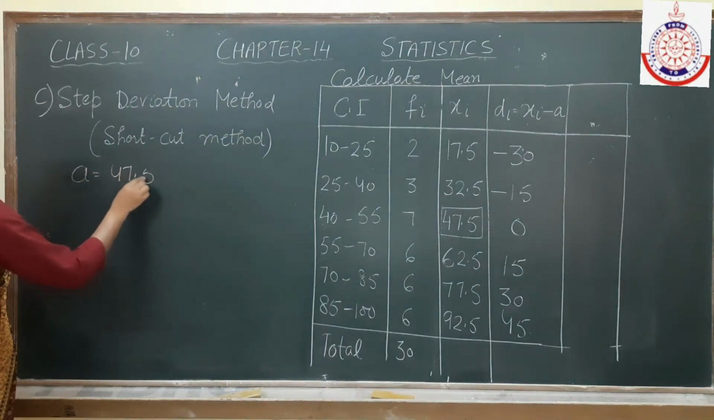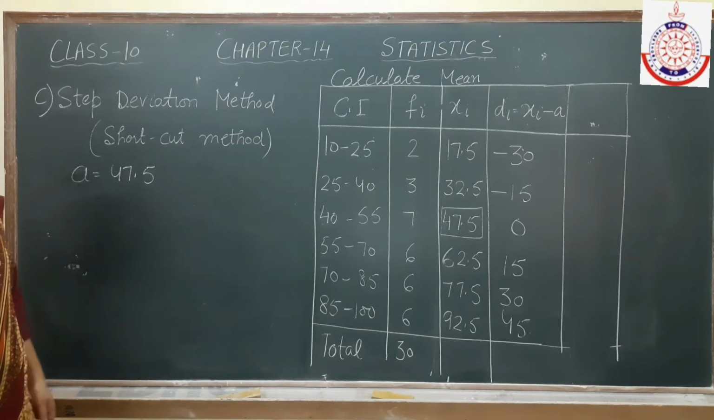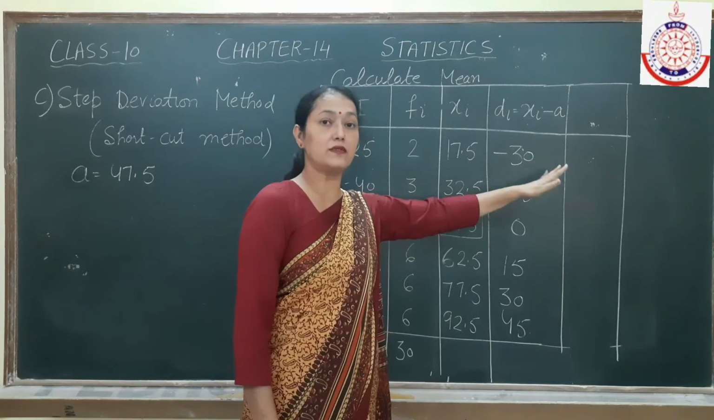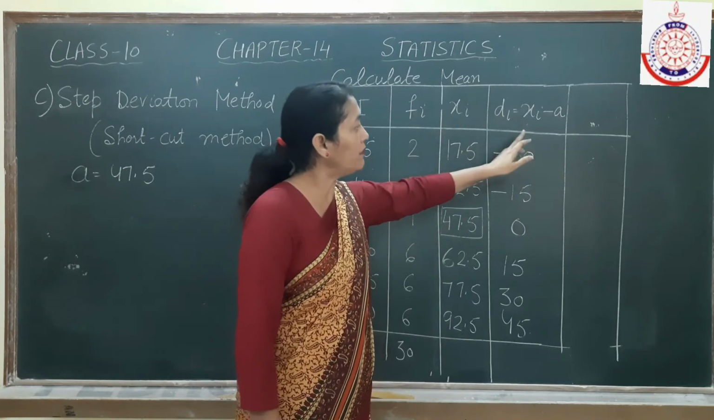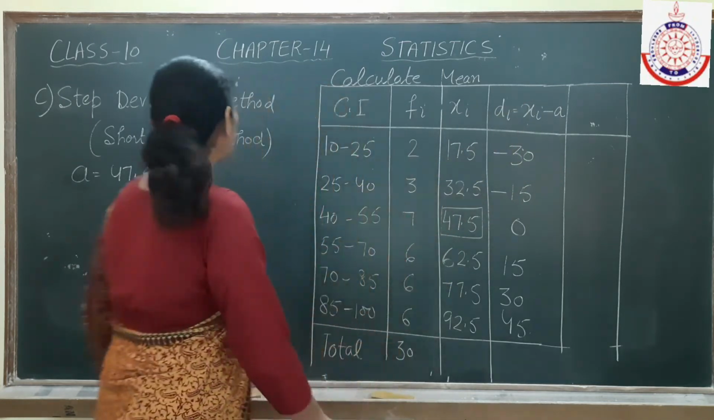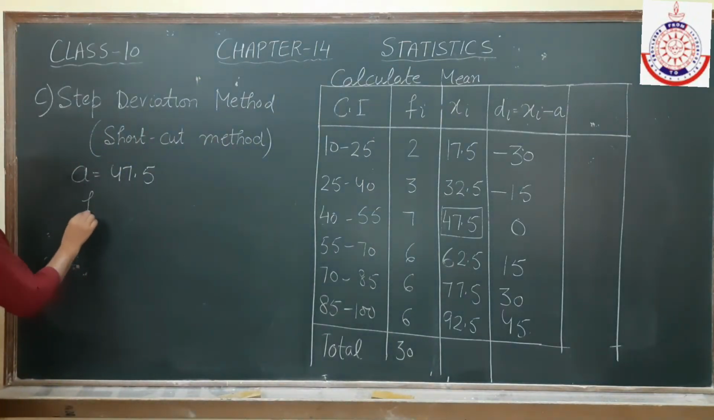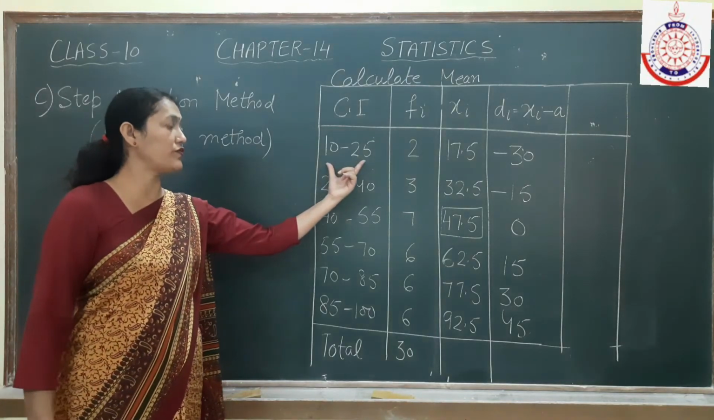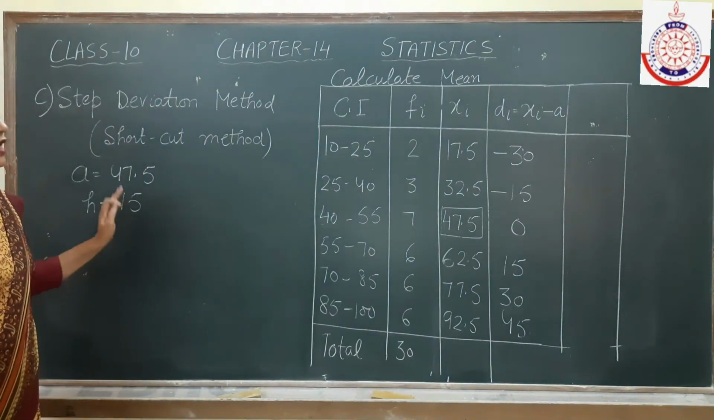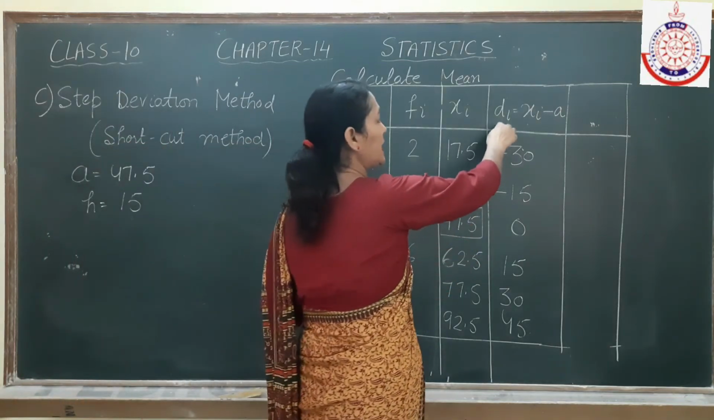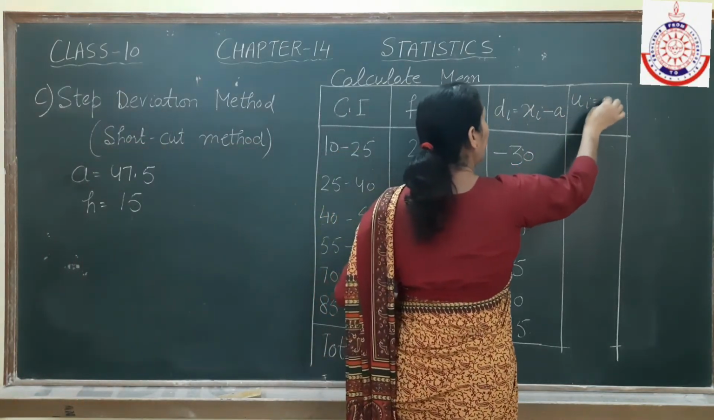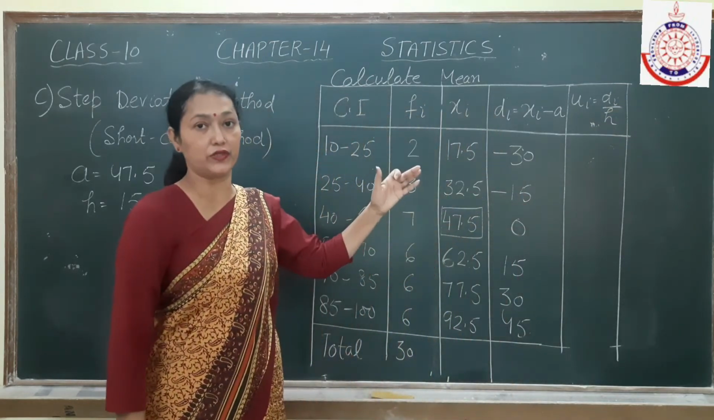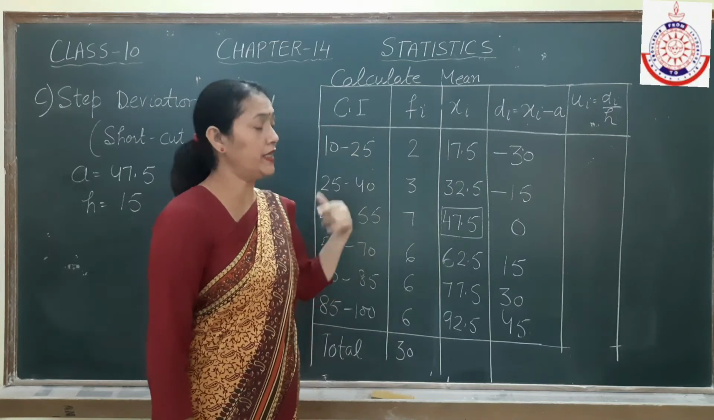A is taken as 47.5. But here again you must have noticed that the calculation was taking time. One more step: we select the class width also. Here the class width, the class size, is 15. So we have written the class width also. Now if each di, each deviation, is divided by the class width h, we'll get the value of ui.